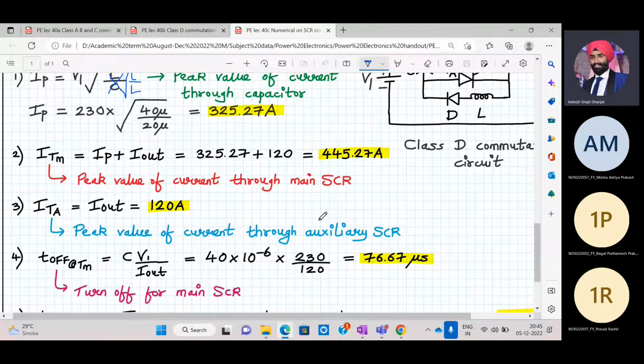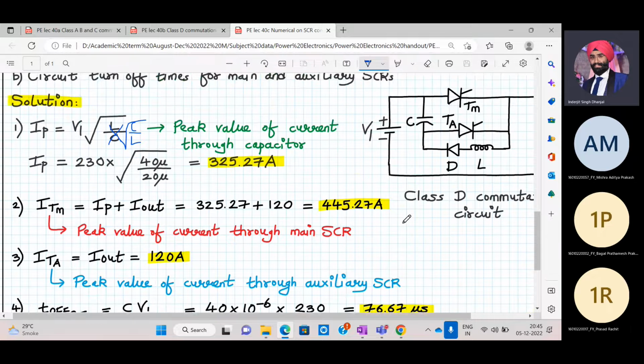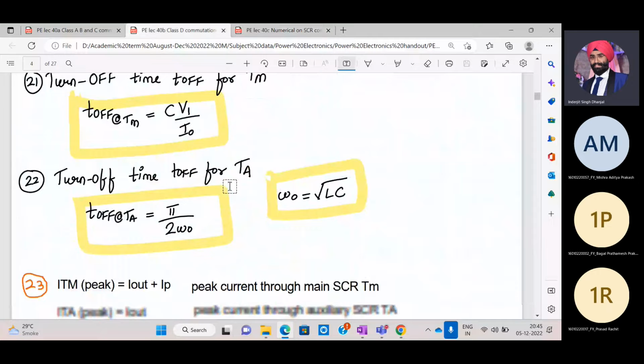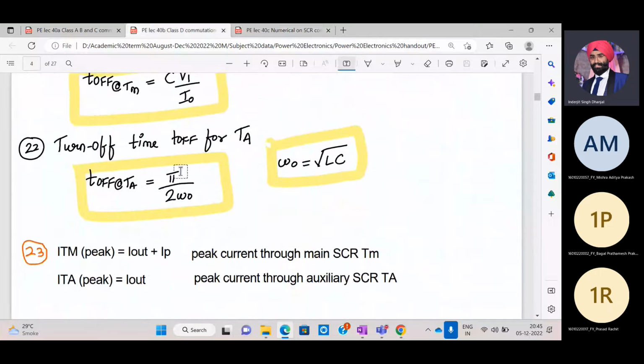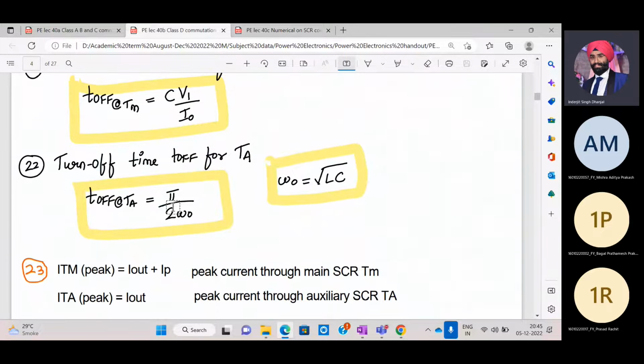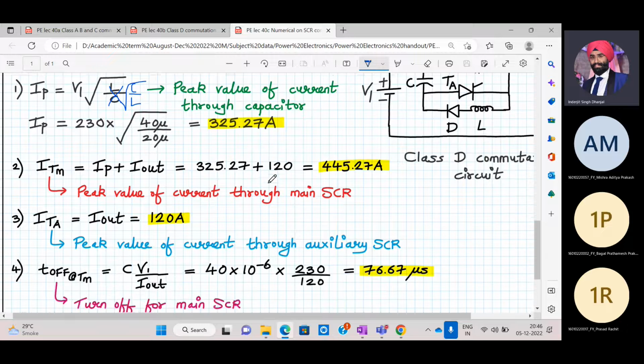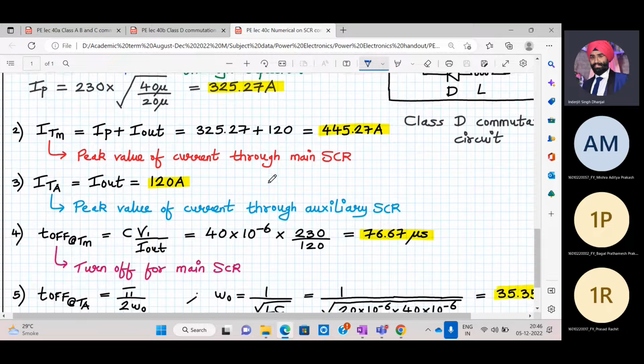And what will be the peak current flowing to the auxiliary SCR? The peak current flowing to the auxiliary SCR will be same as I out. So that is I out as it is. You remember we have written these formulas. We are going to use these formulas. Only these four formulas are there. 1, 2, 3, 4. And this omega naught. Omega naught is square root of LC. That's it. So with these four formulas, we have two numericals.